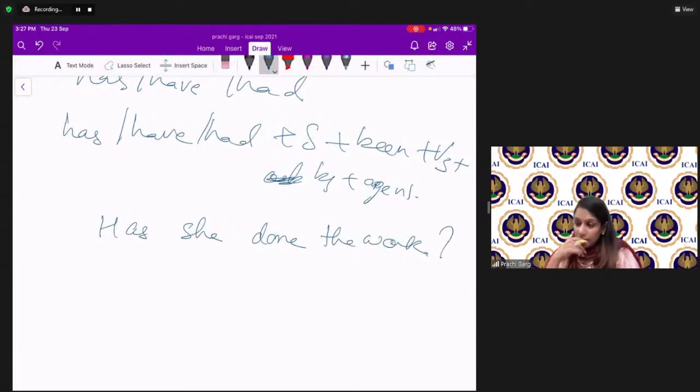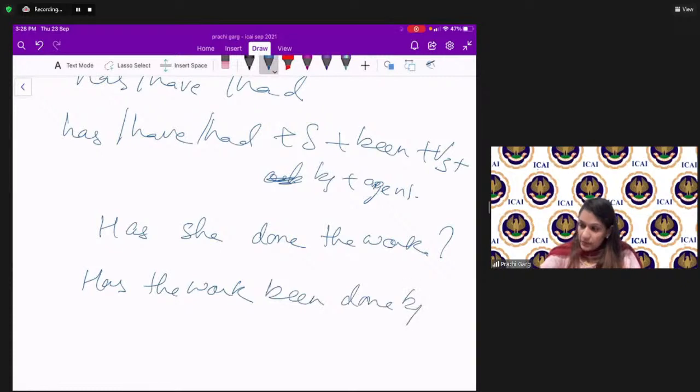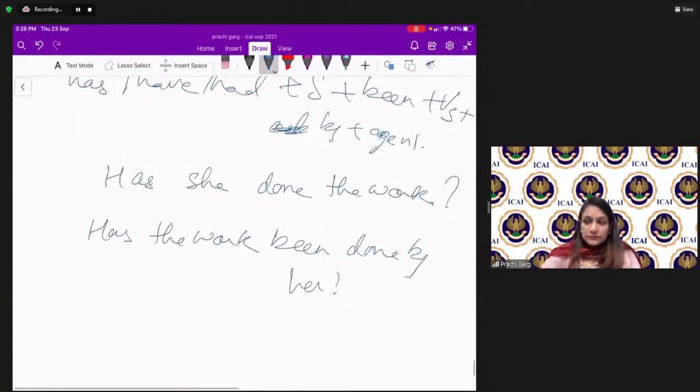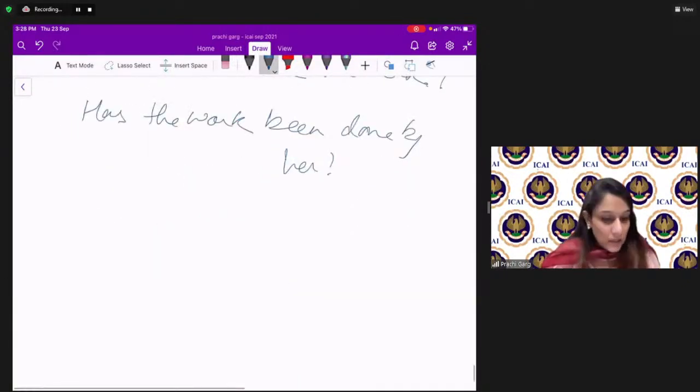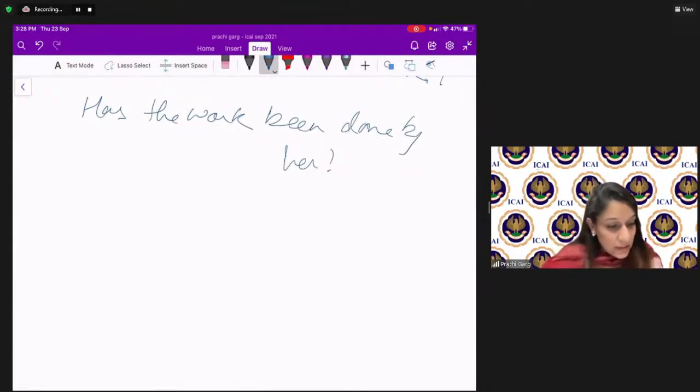Has the work been done by her? Very good. Very good, Vedika. Yes. So the answer will be "has," the "has" will remain "has" because it's the work. Okay. Has the work been done by her? Okay, perfect. All right. So next comes the modal.